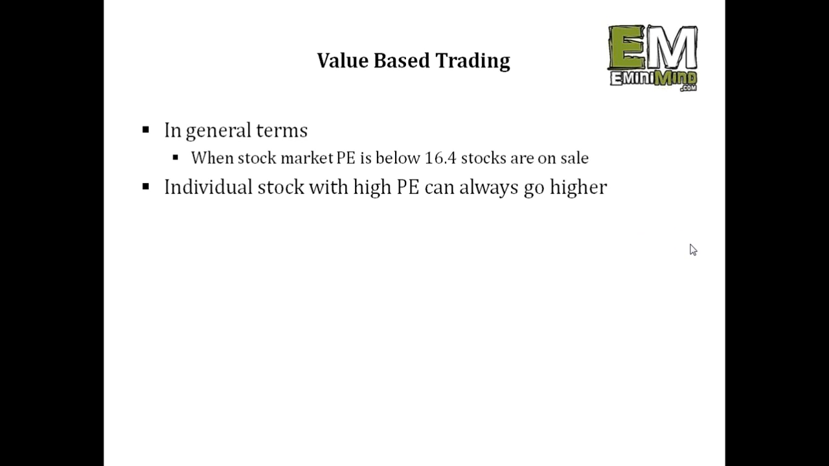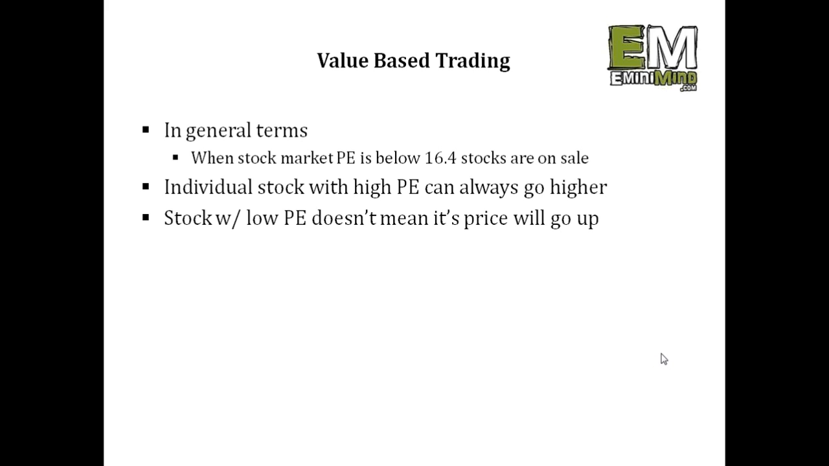So with value-based trading, in general terms, we're just looking at when the stock market is below that 16.4, the stocks are on sale. But remember that just because an individual stock may have a high PE, a Google or an Apple may have a 20 or 30 PE, some stocks even higher, they can always go higher. In the same token, just because a stock with a low PE exists doesn't mean that its price is guaranteed to go up. So I just look at the S&P 500 in the broader sense, not the individual price per earnings. There are so many factors that go into it that I won't really get into. But with the financial estimates of a company, there's a lot of variables per individual stock.